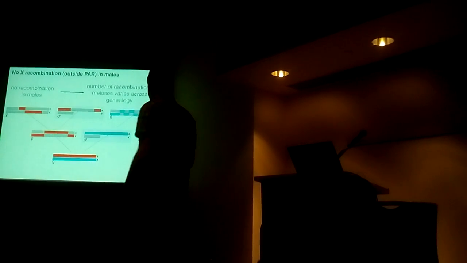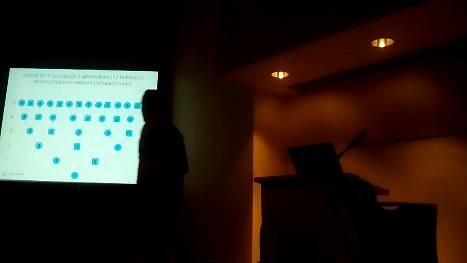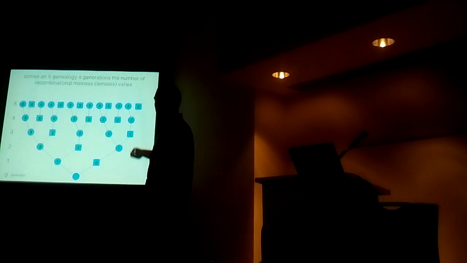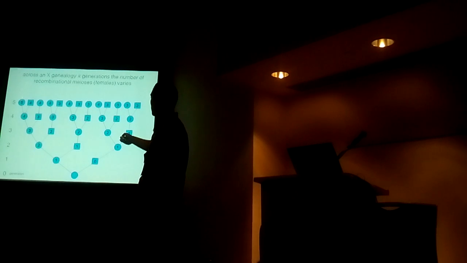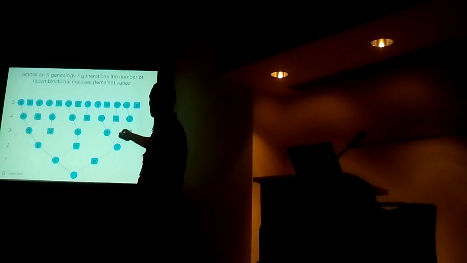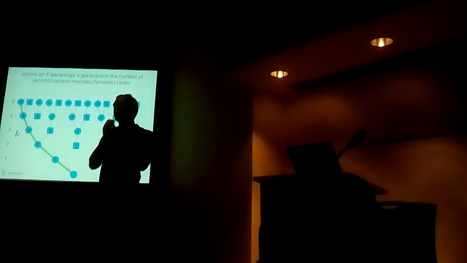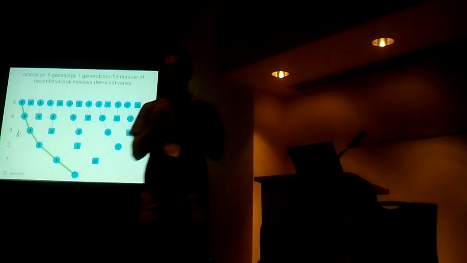So this means that across an X genealogy back in time, the number of recombinational meioses can vary quite considerably. So for example, I have a present-day female here, and going back 5 generations, we see that the number of recombinational meioses can vary at the most from 5 occurring. And this corresponds to the lineage in which there's a female every generation, and thus there's the opportunity for recombination in each of these generations.